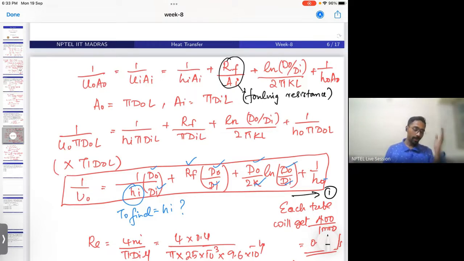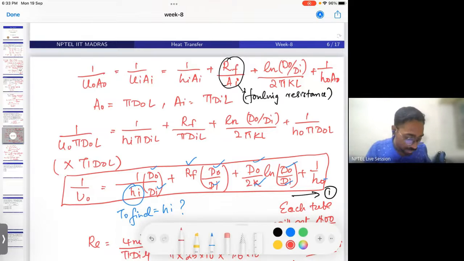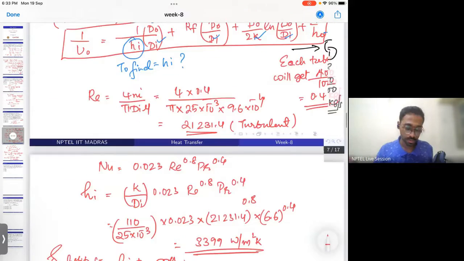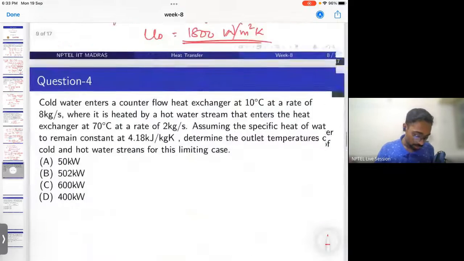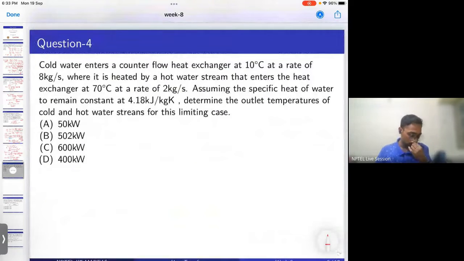So in some cases, in some questions, it may not be given. So you can avoid that fouling resistance. Okay. So I hope this question was clear. So we will go to the next question.